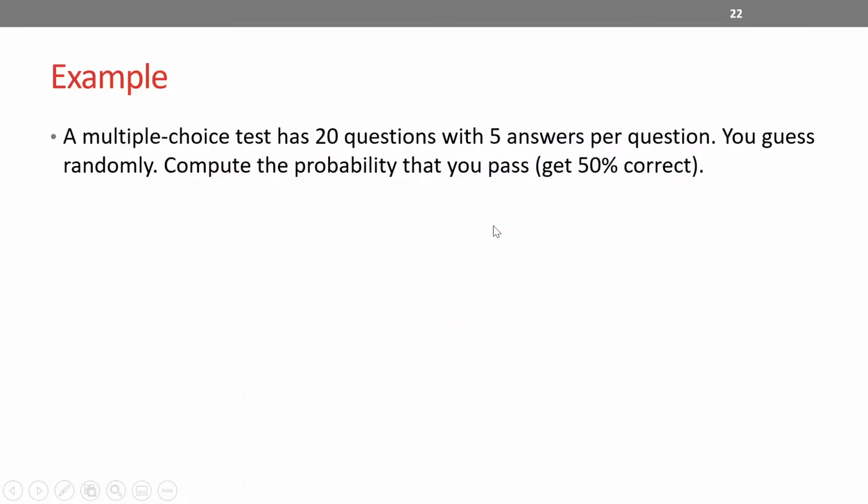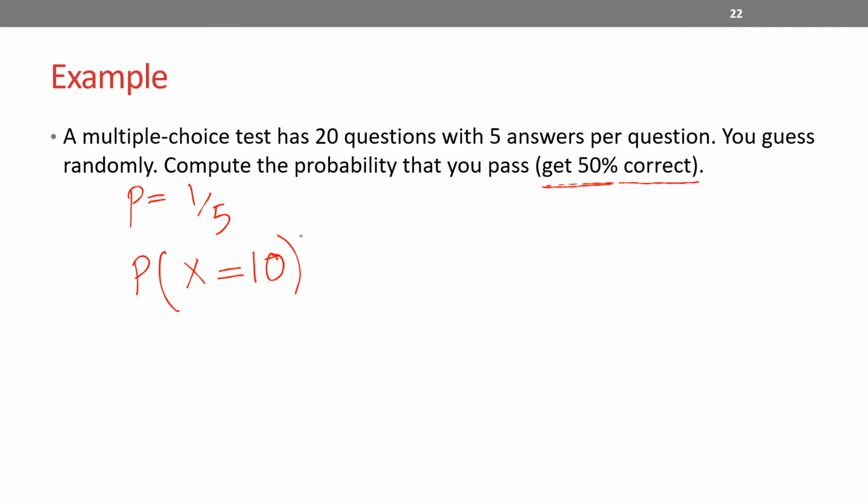Okay, let's look at a quick example here. A multiple choice test has 20 questions with 5 answers per question. You guess randomly. Compute the probability that you pass. For example, compute the probability that you get at least 50% of the total number of questions correct, right? So now every question that I'm trying is a Bernoulli trial with the chances of success 1 out of 5. Why? Because 5 answers per question, only one is correct, right? And I'm interested in getting a pass percentage, which is 50%. So I'm interested in getting at least 10 out of 20 correct, right?